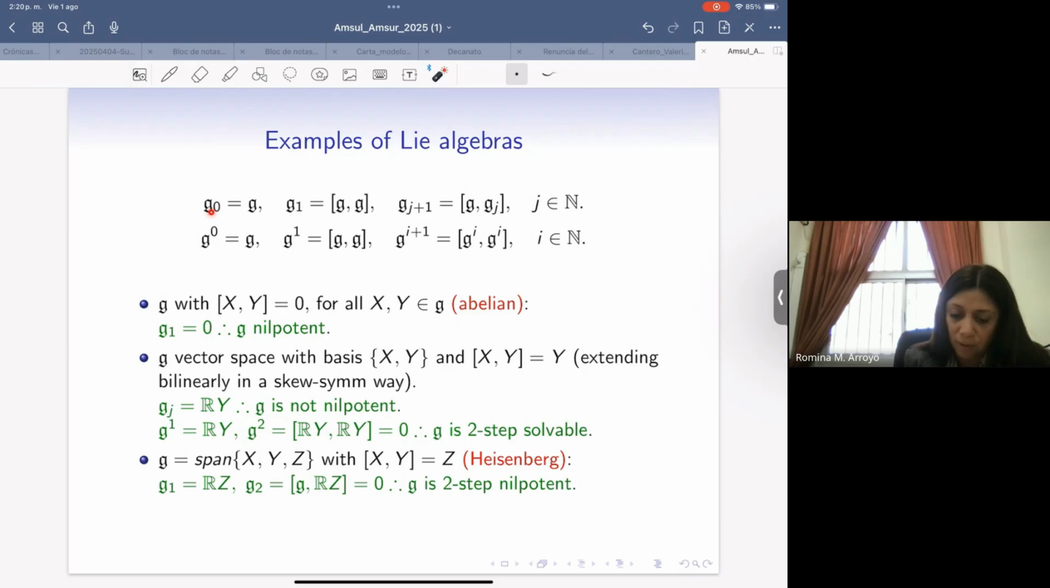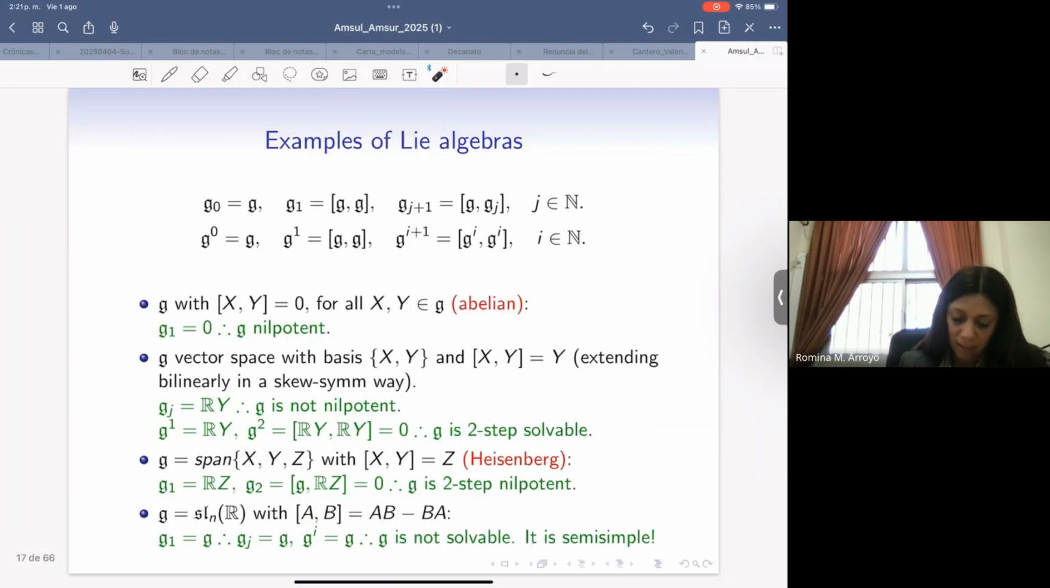And computing the first series, we can see that in the second step, this is going to be 0. So this is an example of two-step nilpotent. And with my last example, I wanted to show you that these solvable Lie algebras do not exhaust the Lie algebras, okay? So there exist more classes of Lie algebras which are not solvable.